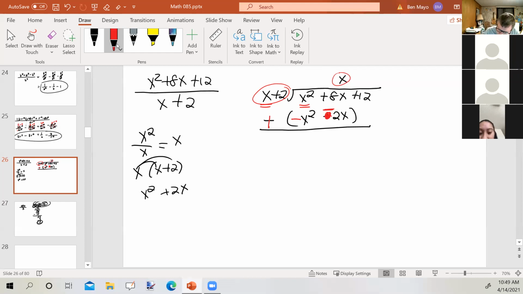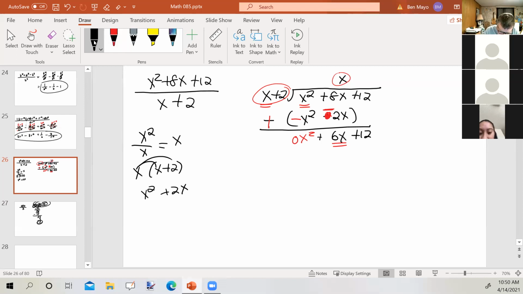Now it's addition. We're going to add up the columns. x squared plus negative x squared is 0x squared. Okay? And 8x plus negative 2x would be plus 6x. We all right with that? Yeah. So now I'm going to start over. Oh, wait, I need to bring down the next term, just like you bring down the next number.